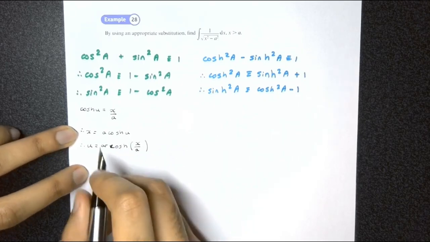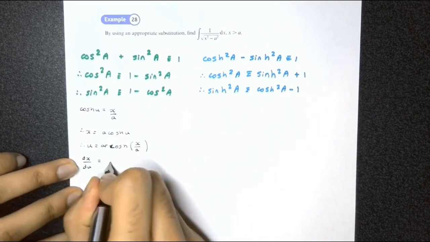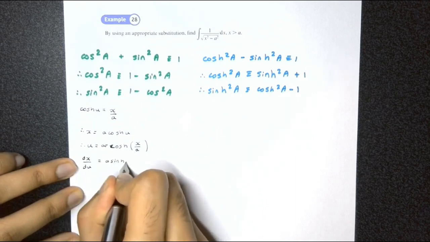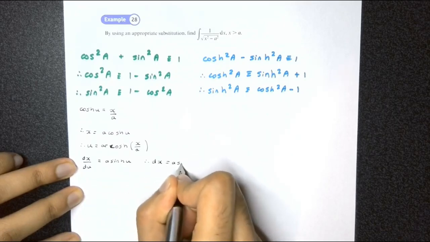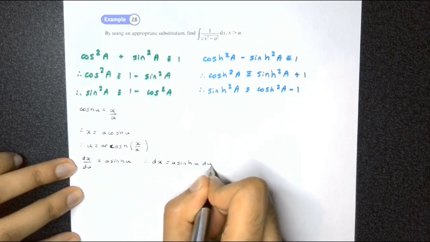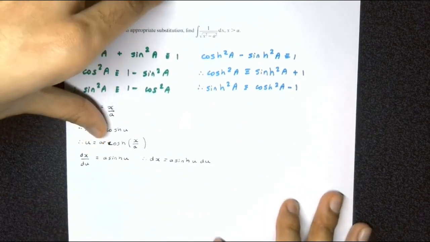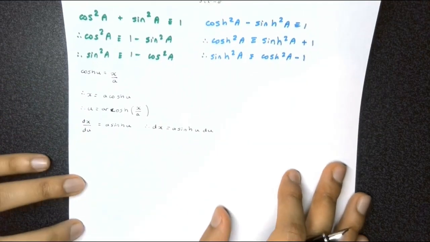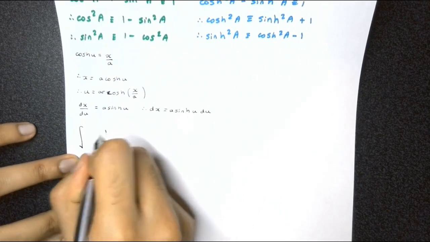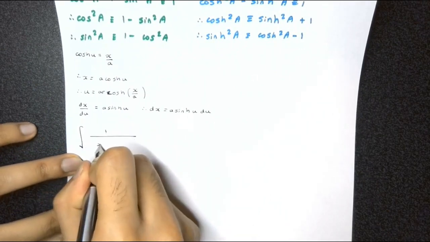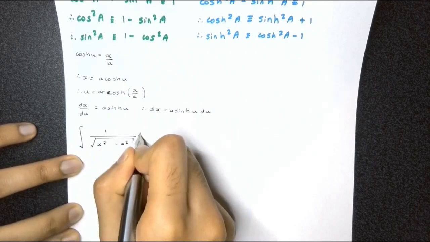So if we work out what dx over du is, that's equal to a times by hyperbolic sine of u, and therefore dx is equal to a times by hyperbolic sine of u du. So what we will now do is replace everything as necessary. So if we do that, we've got the integral of 1 over square root of x squared minus a squared dx.